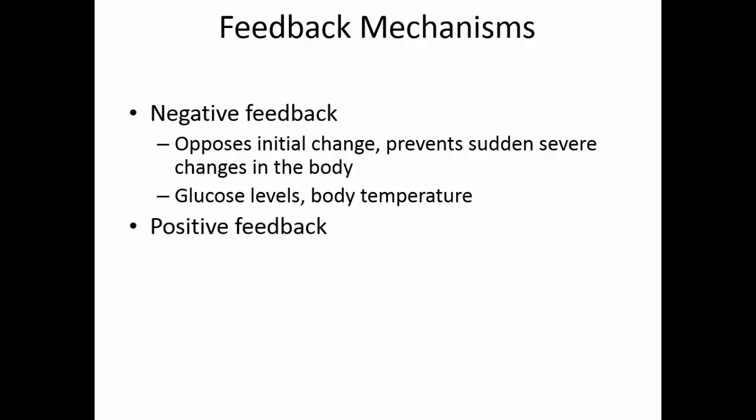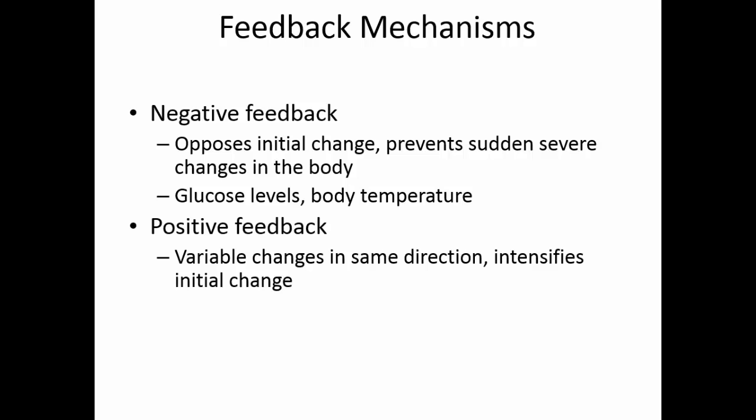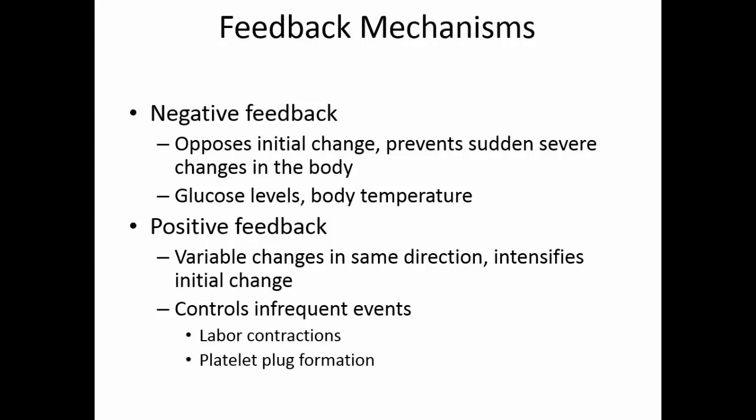Positive feedback mechanisms are relatively rare. With a positive feedback system, the variable changes in the same direction. That is, it intensifies the initial change. So if something is going up, it keeps going up. Positive feedback is used to control infrequent events. Labor contractions and platelet plug formation are a couple of examples of things that use positive feedback.